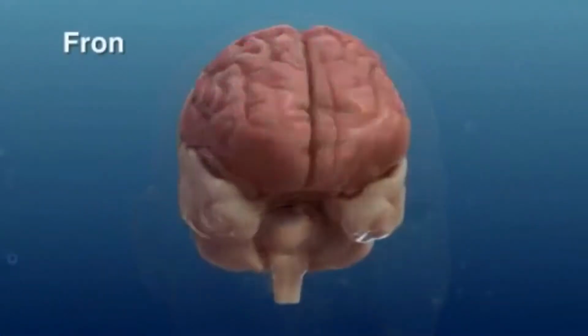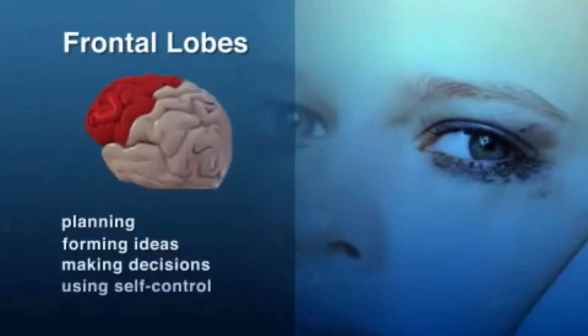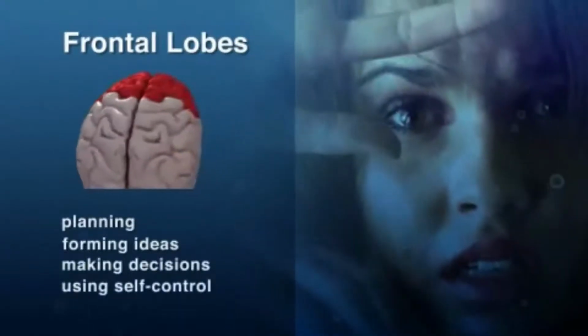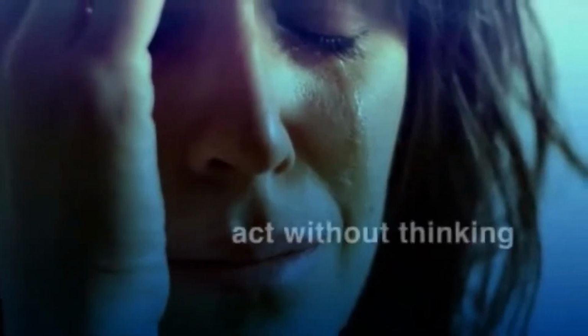It also controls our thought processes, so alcohol affects our ability to make good judgment or think clearly. The brain's frontal lobes are important for planning, forming ideas, making decisions, and using self-control. So when alcohol affects the frontal lobes of the brain, you may find it hard to control emotions and urges, and you may act without thinking, and even sometimes become violent or act completely out of character.